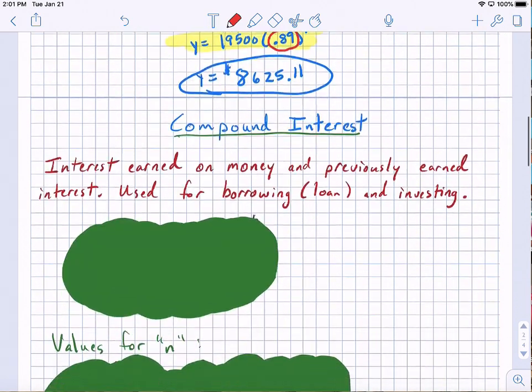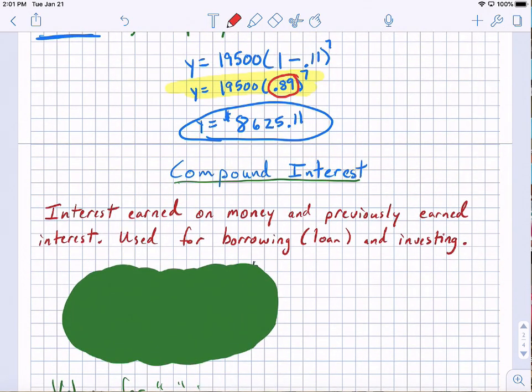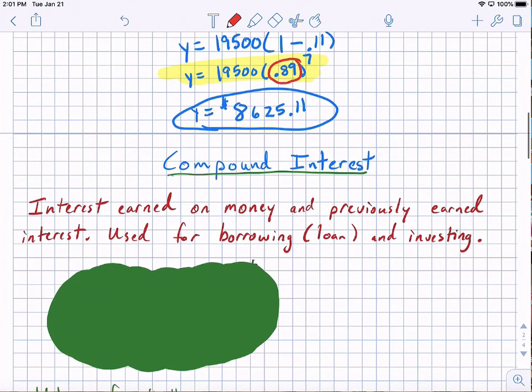The next thing is compound interest. And this, again, is a good real life example. It's interest earned on money and previously earned interest. It's used for borrowing for a loan or investing, or even if any of you have a savings account, this could be something like that. All savings accounts get a very, very small interest rate added onto them every so often. Or again, I could use a loan. A good car example would be another good one there.